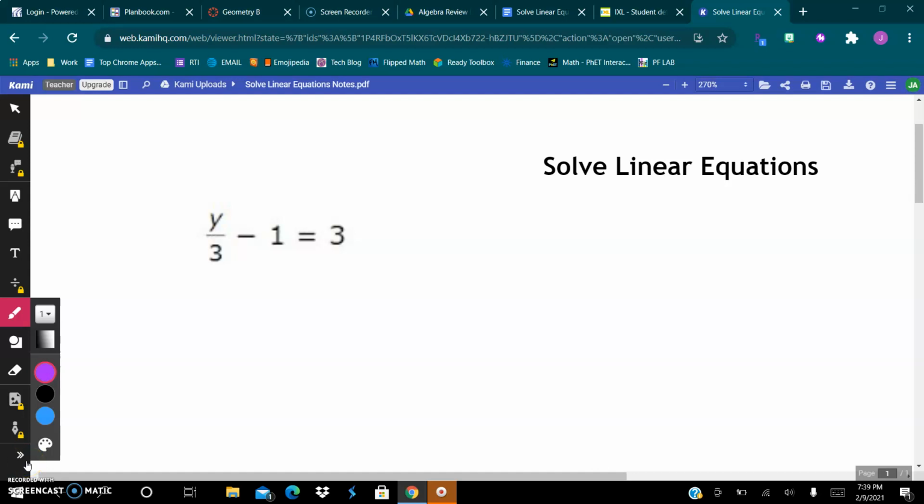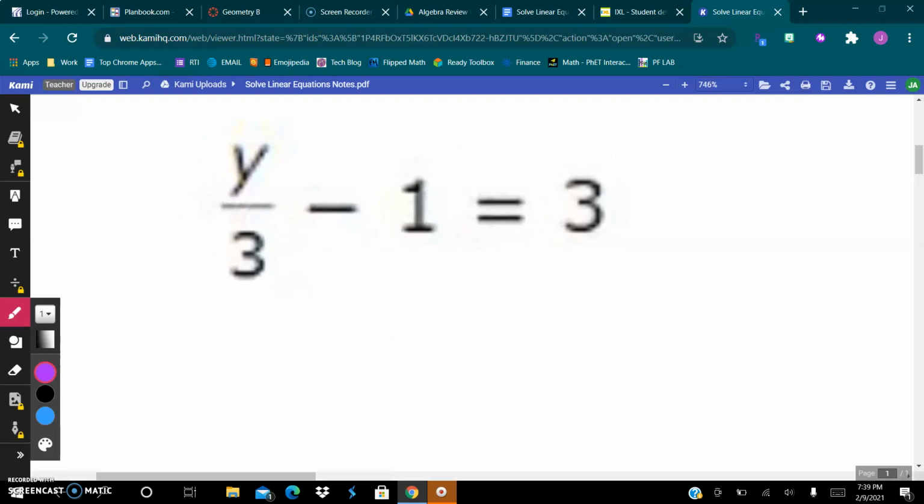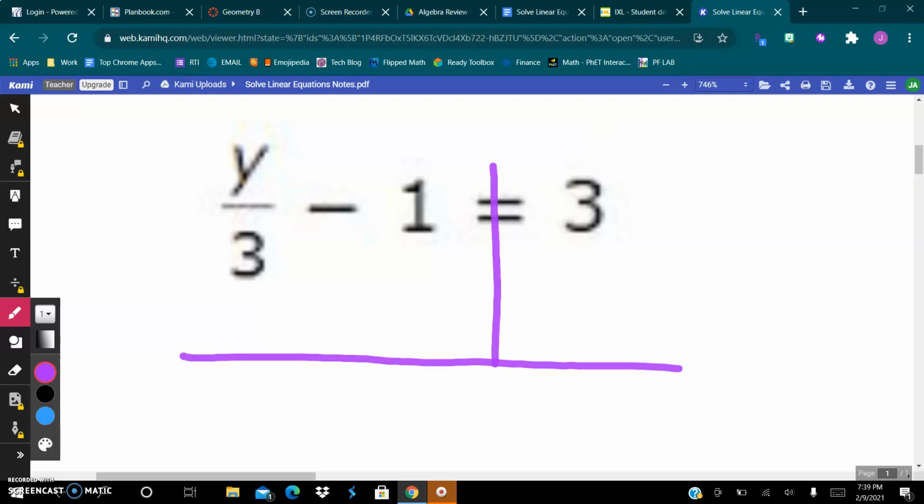For today's day of review, we are going to solve linear equations. So if you had me in middle school, that is what I call the upside down T problems. They're scales. We have to keep them balanced and figure out what the variable is. So my first example here is y divided by 3 minus 1 is equal to 3. So we're going to do our upside down T.